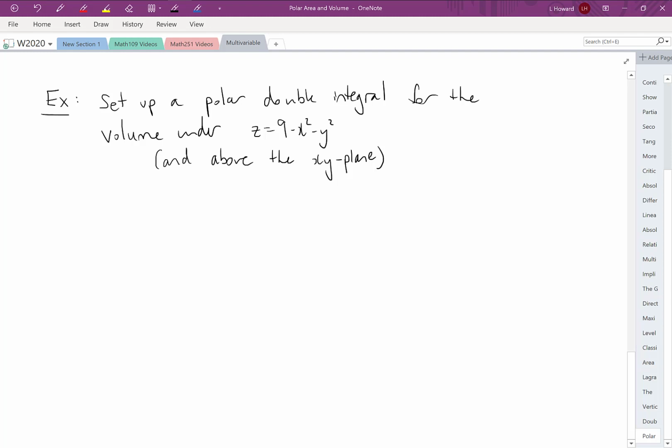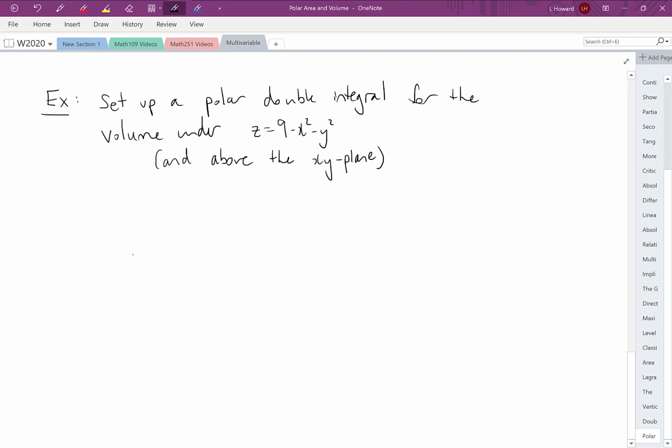In this video, we're going to continue looking at area and volume using polar double integrals, and we're specifically going to focus on volume in this video here. So in our first example, we're going to set up a polar double integral for the volume under z equal 9 minus x squared minus y squared. And in these problems where it says find the volume under a surface, it's implied that you actually want the volume between the surface and the xy plane.